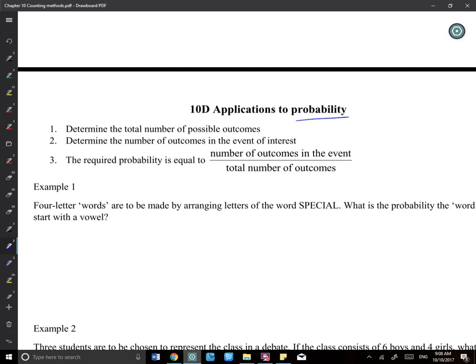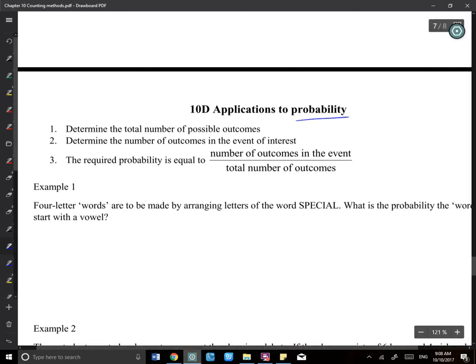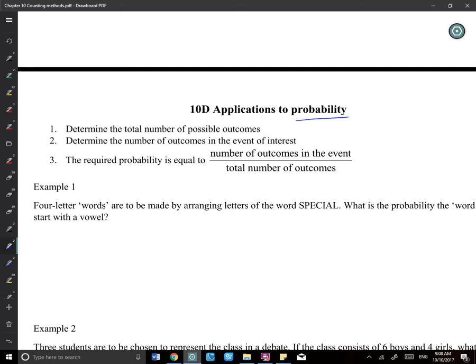Let's have a look at the 1, 2, 3, these numbers here. The first one is to determine the total number of possible outcomes. So what's the total number of outcomes? For example, the number of selections for the previous question we did. There are 15 people, I want to select 5 from it. When there are no restrictions, that's the total number of possibilities, the number of ways I can do this. I just want a group of 5 from 15 people. That's the total number of ways.